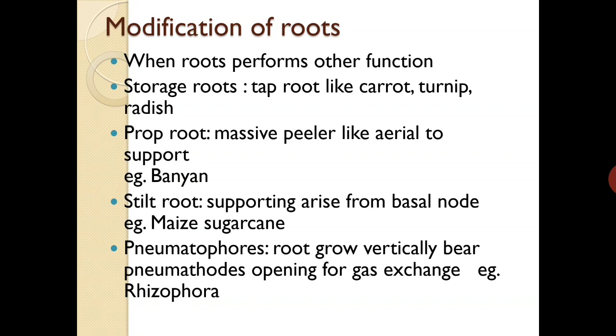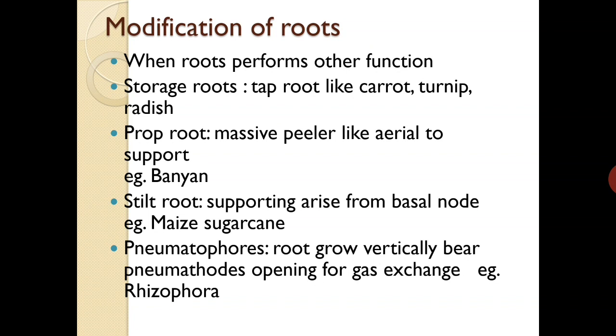It is known as the stilt root, and it is responsible for supporting the plant in adverse conditions. One type of root is known as the pneumatophore roots. This root grows vertically, bears pneumatophores, and the pneumatophores have openings for gas exchange. Such plants are found near the seashore.